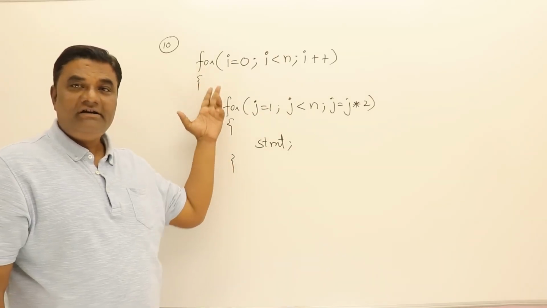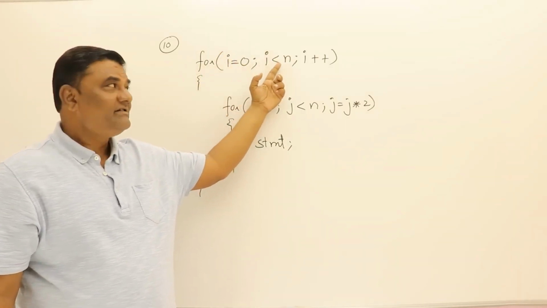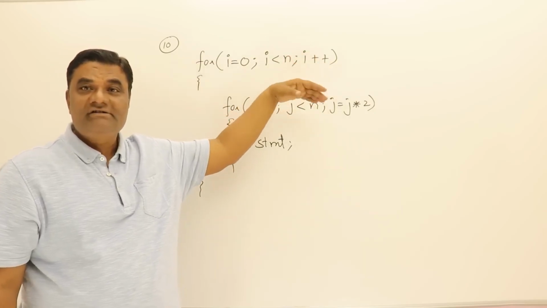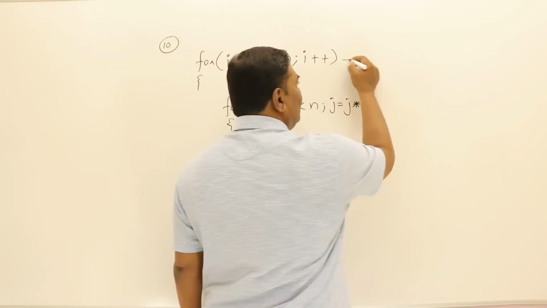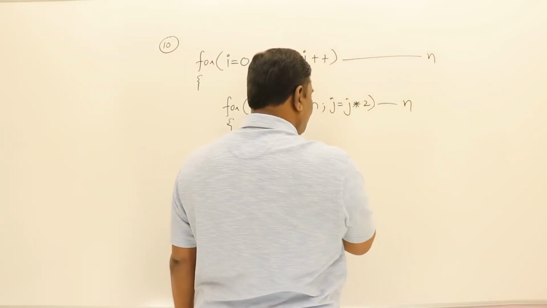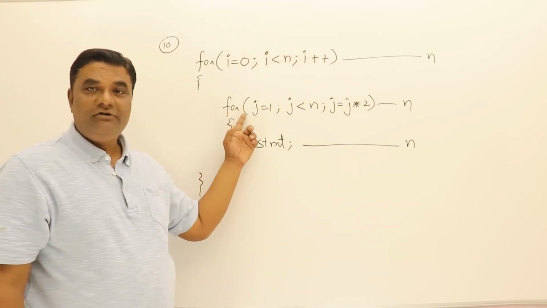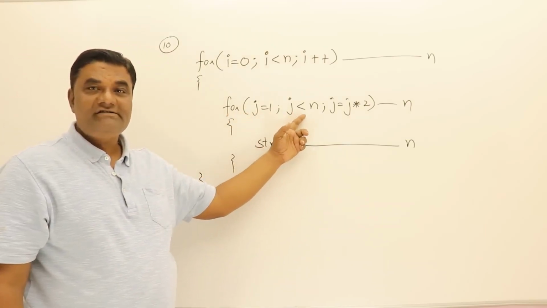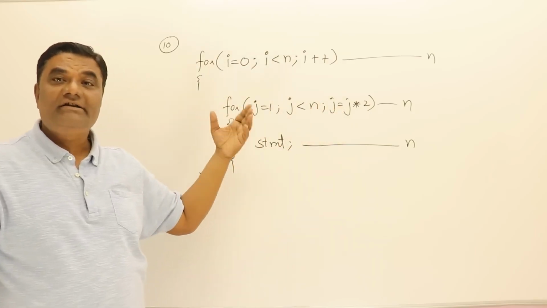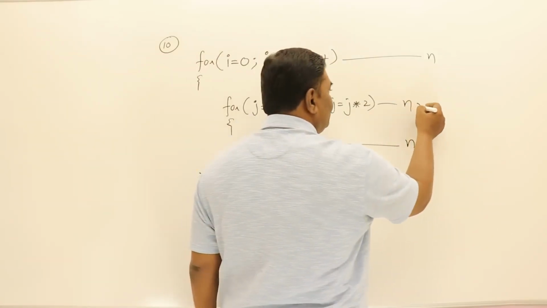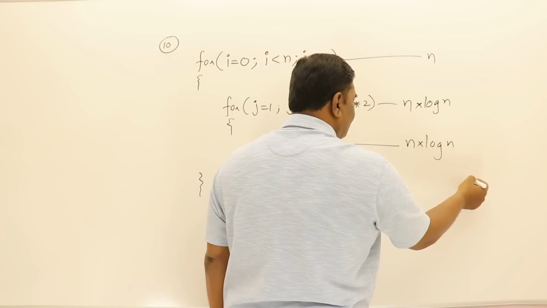Next example, here I have nested for loop. The outer loop is taking I assign 0, I is less than n, and I is incrementing. So this is order of n, as this is the increment loop. And whatever is there inside will repeat for n times. Next, the inner for loop, this is using j is less than n, and j is every time multiplied by 2, right? So this will take log n time. So this itself will take log n time, and anything inside that also will take log n time.